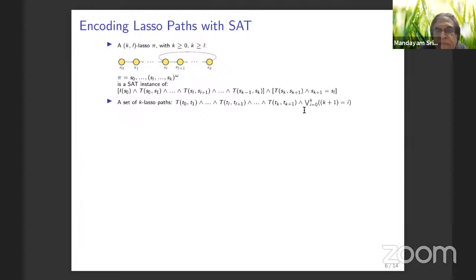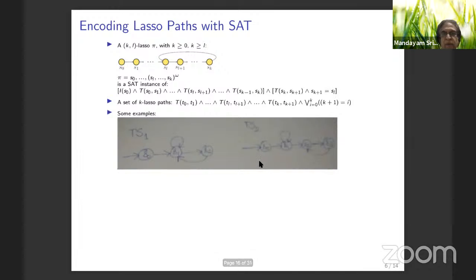We'll see some examples. I'm just saying the checking of whether it is a lasso or not can be converted into a SAT instance. So this is a particular path that lassos by going back to SL, whereas the second formula, because I'm taking a disjunction, k plus 1 can be either 0, 1, 2, or all the way to k. This gives all the paths. So let's look at this example.